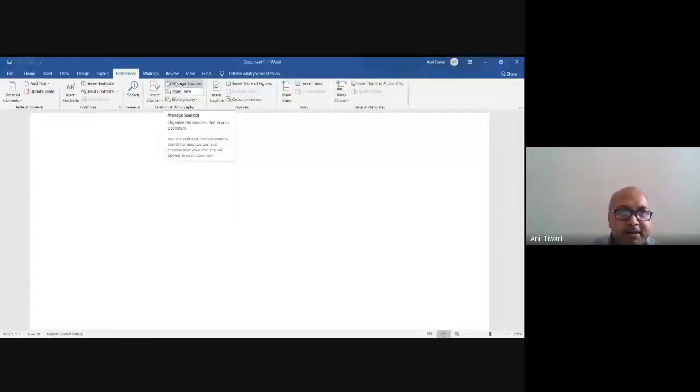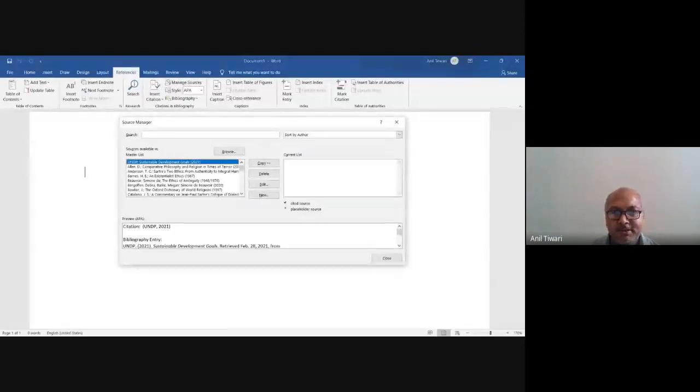Now look at Manage Sources. If you click here, you will get a box like this. It will open, and here you see you can add something new. You can edit what is already there in the repository, or you can delete, or you can copy from this part to this part in the current list. So this is your master list. This will be your repository of all the references.